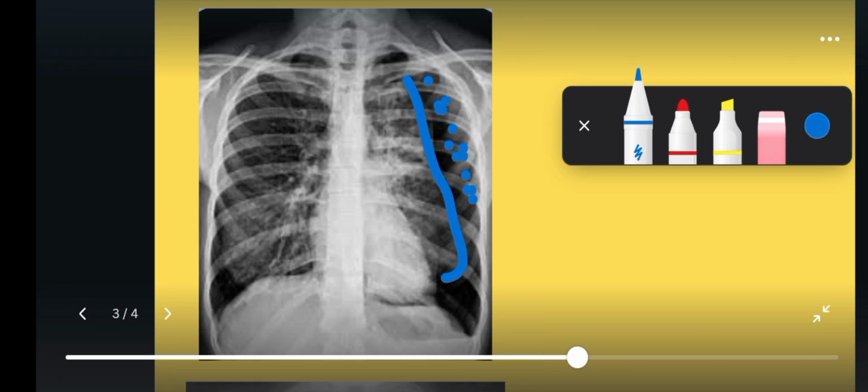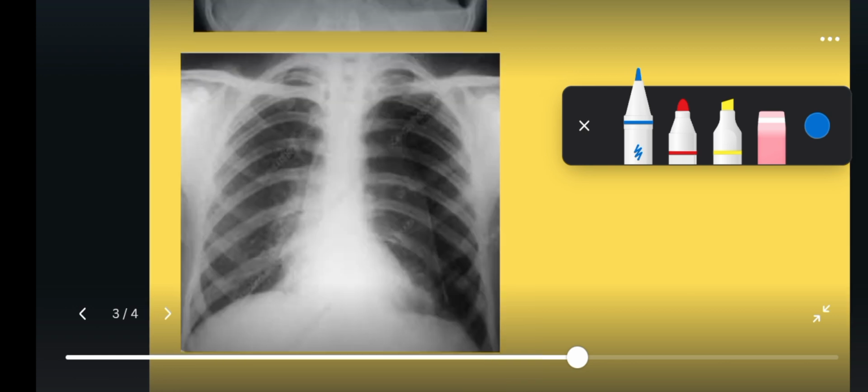Now the trachea is a little shifted to this side, but there's a pneumothorax here also. You can see the pleural line also here. There is suggestion of lung collapse here that pulls this trachea to this side. We'll look at this second chest X-ray.